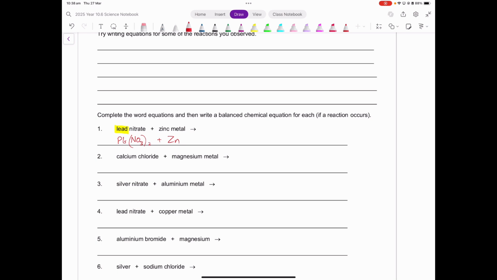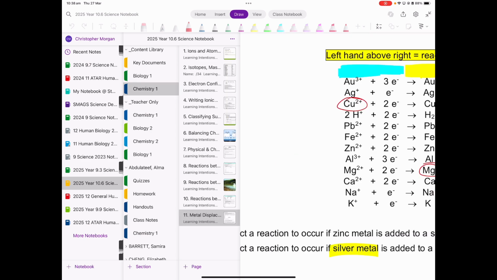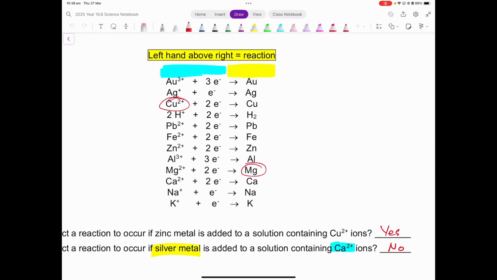So here's what you're going to do. You're going to go to your standard reduction table and you are going to find lead as an ion and zinc as a metal. So I'm going to jump back to my previous lesson here. So lead as an ion and zinc as a metal. So zinc as a metal, I'll circle over on the right. Lead as an ion, I'll circle over on the left.